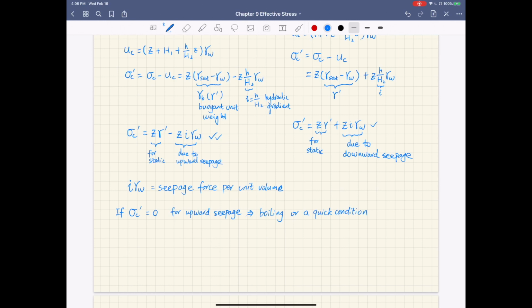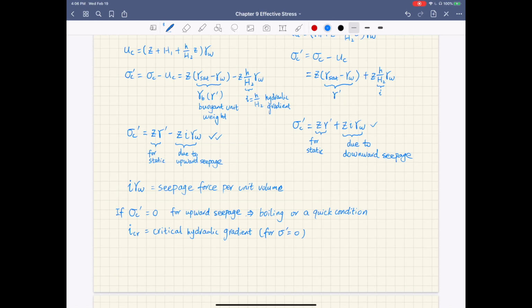So for this case, the hydraulic gradient at zero effective stress is called I CR. So this is called the critical hydraulic gradient. Okay. So again, this is for zero effective stress.